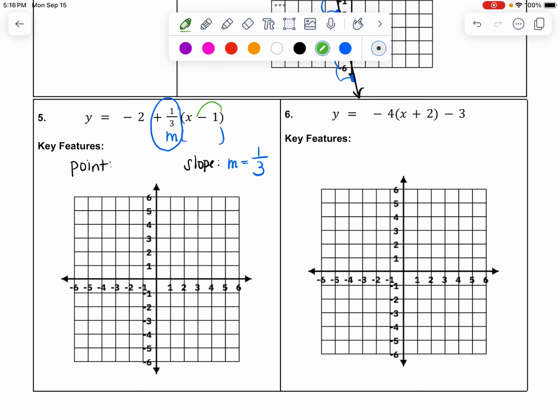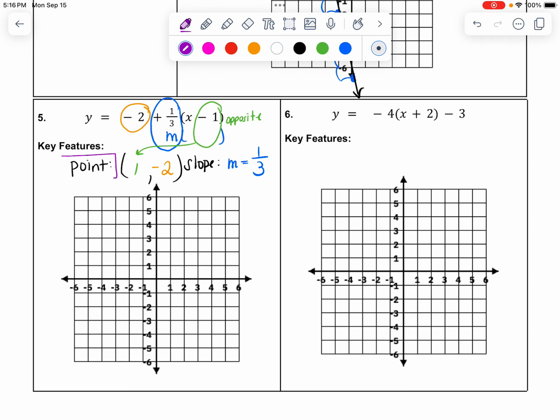My x is the number that's inside of the parentheses, but in this case, since it's a -1, I'm going to do the opposite, and I'm going to write down a +1. My y number is whatever number is left, so -2.